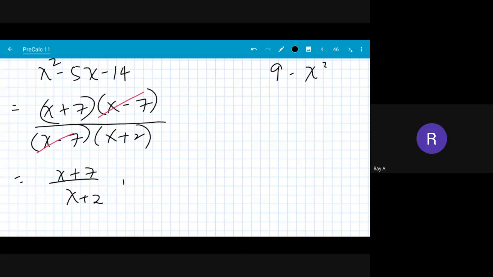Now what are the non-permissible values? x cannot be equal to what? Again, right from the beginning, x cannot be equal to 7 and, no, negative 2.